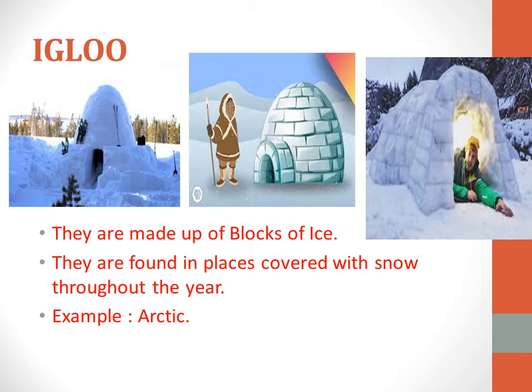And what is an igloo made up of? An igloo is made up of blocks of ice. Example, the Arctic. Arctic is a place, the Arctic Ocean. That place will be very cold, with minus degrees. It will be a very, very cold place. It's called the Arctic. So in Arctic places you will find these igloos.